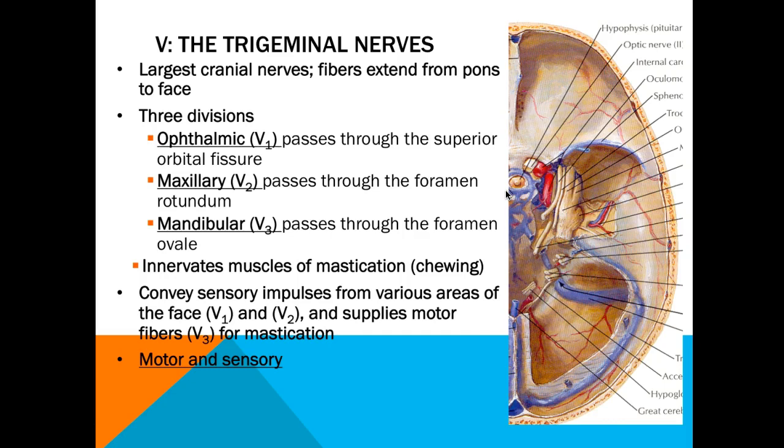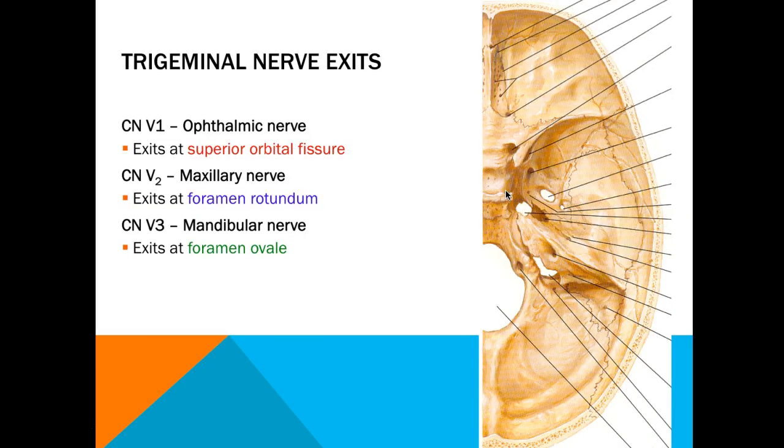Now let's move into cranial nerve number 5, which is our trigeminal nerve. This is going to be the largest of the cranial nerves. It's this one right over here. And these fibers are extending from the pons over to the face. Like I mentioned, it has 3 divisions. So let's talk about that real quick.